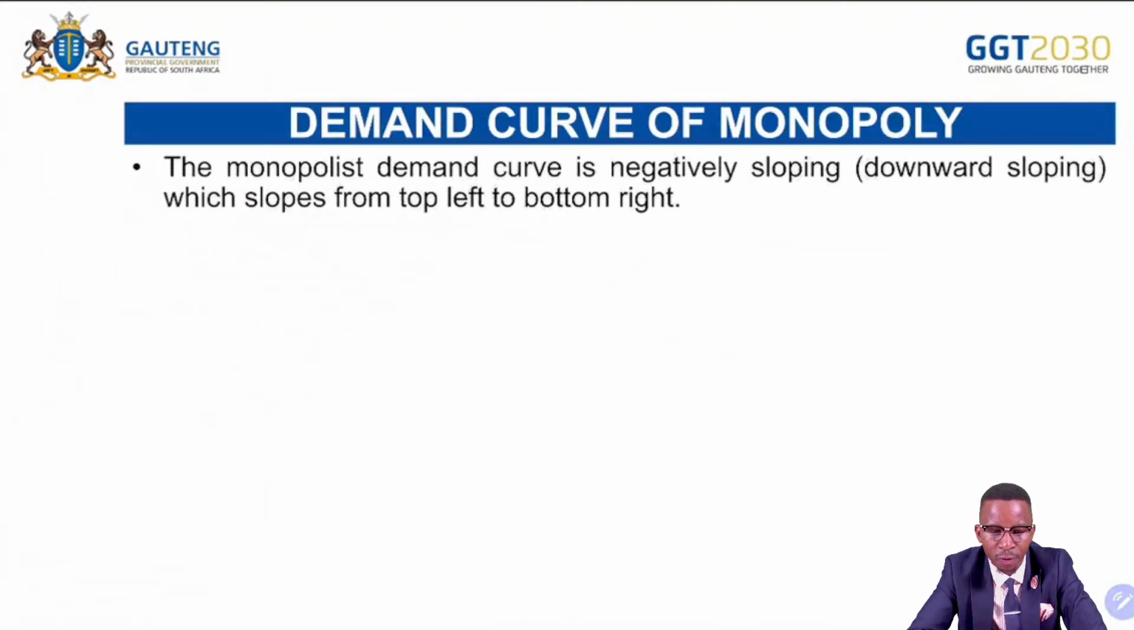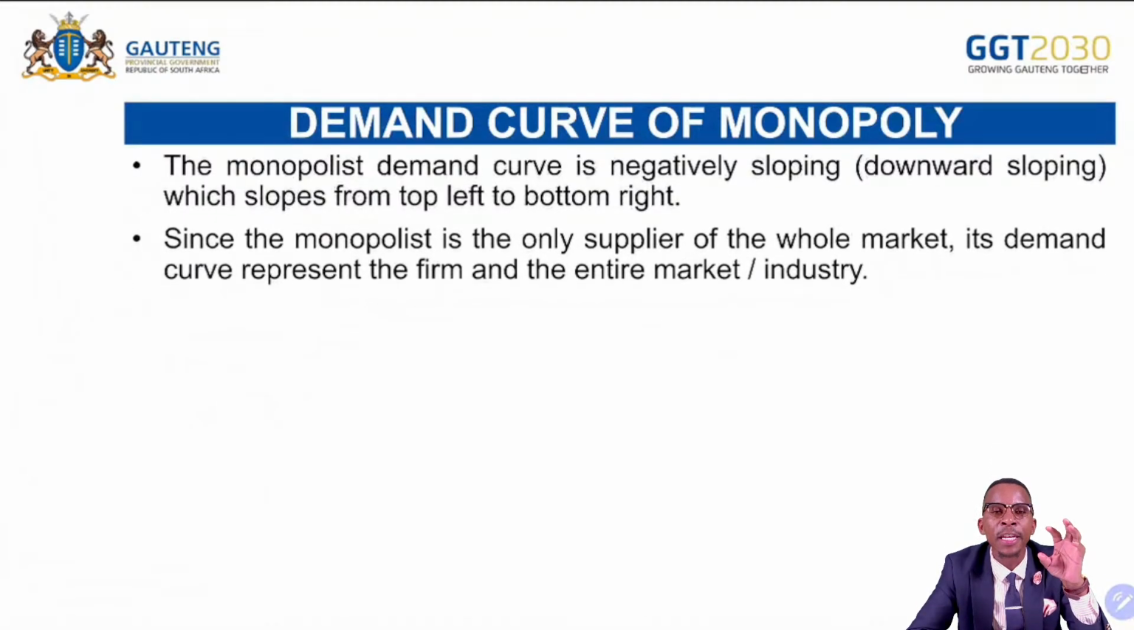Then the monopoly's demand curve is negatively sloping or downward sloping, which means it starts from the top left to the bottom right. But you must always remember the following: the demand curve for the monopoly represents the firm and the entire monopoly's market, because the firm is the only supplier of a particular product without any close substitute. So this demand curve that we'll be showing strictly represents the firm and the entire market.